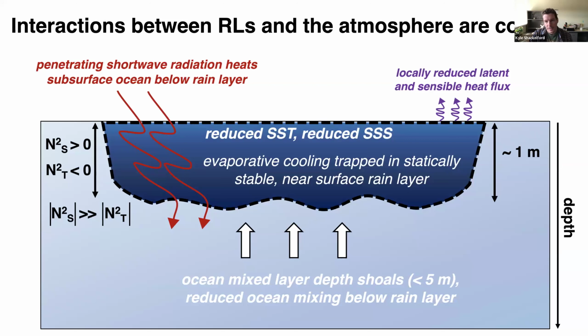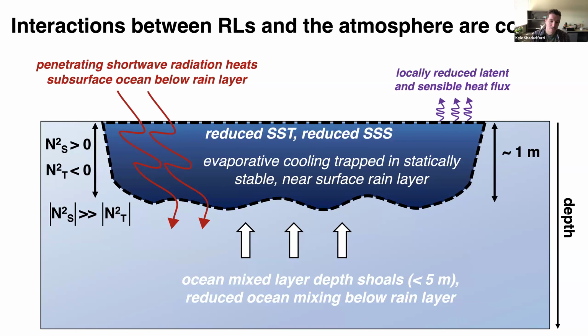And so interactions between the rain layers and the atmosphere are pretty complex. So this diagram here is showing some of what we expected to see and what occurred in our coupled simulation. So again, rain layers feature reduced sea surface temperature and sea surface salinity. They tend to shoal the ocean mixed layer depth to the order of meters, and this confines evaporative cooling in the statically stable near surface rain layer. Below the rain layer, you have reduced ocean mixing. The reduced sea surface temperature within the rain layer locally reduces turbulent latent and sensible heat flux into the atmosphere, which can hinder the local development of atmospheric convection.